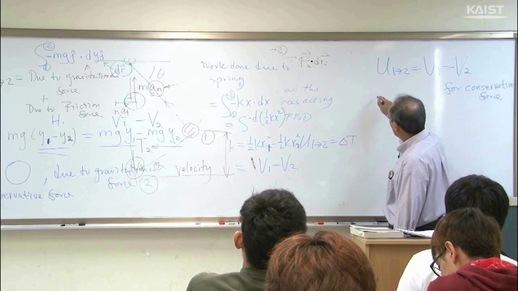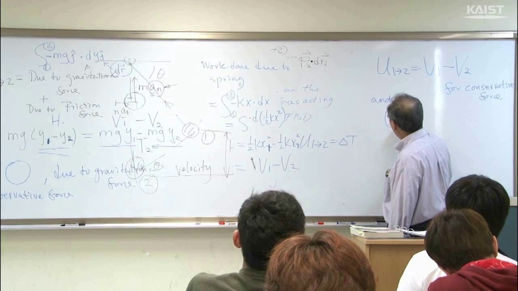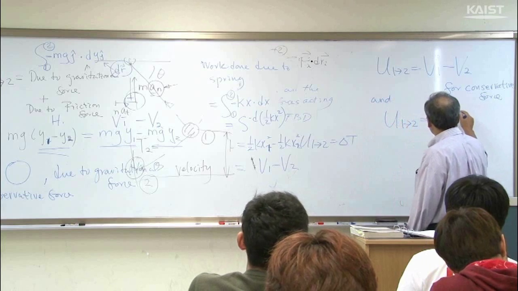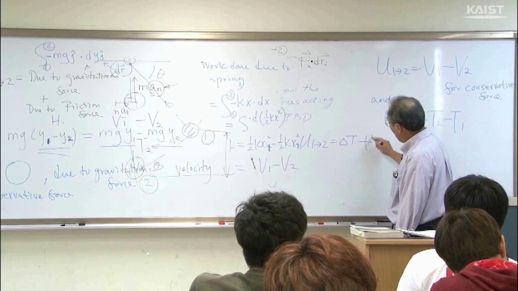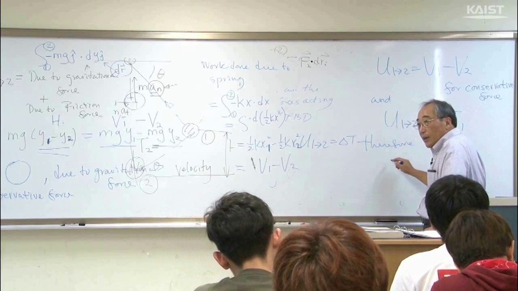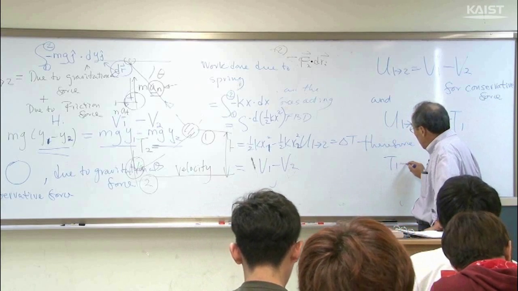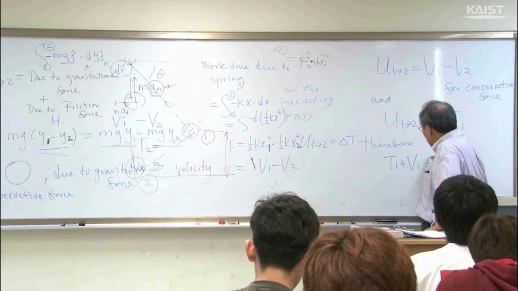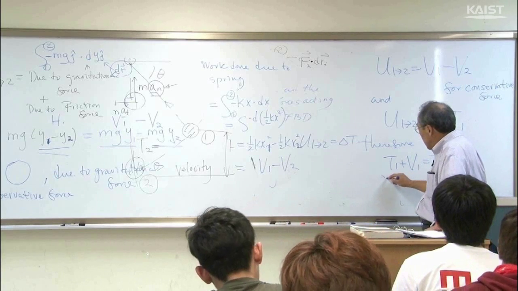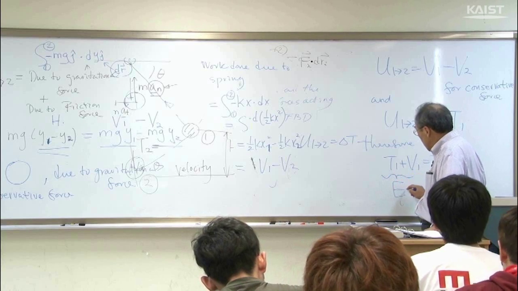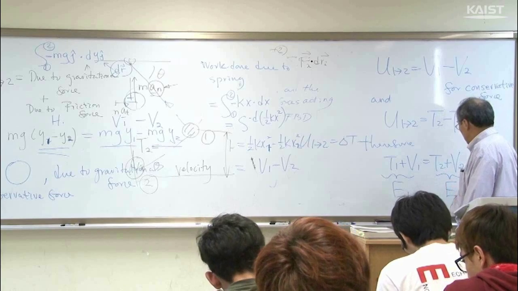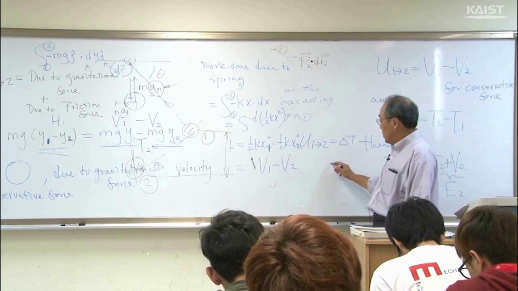Okay. And we also know that work done will change the kinetic energy. Therefore, we can say T1 plus V1 is equal to T2 plus V2. This is total energy at state 1, and this is total energy at state 2, and we say energy is conserved.